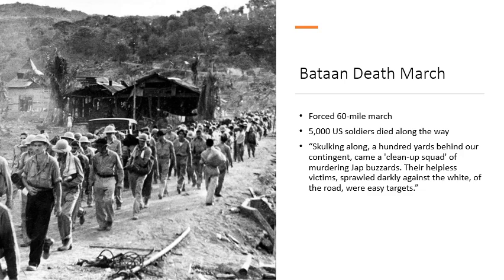5,000 U.S. soldiers died along the way. Someone described it as, "Sulking along 100 yards behind our contingent came up a cleanup squad of murdering Jap buzzards. Their helpless victims sprawled darkly against the white of the road were easy targets." So the Japanese soldiers would just go down and shoot people at random.